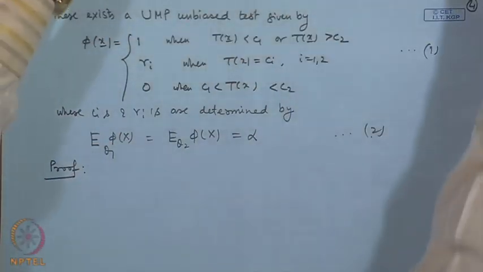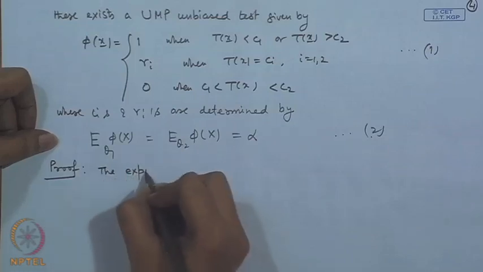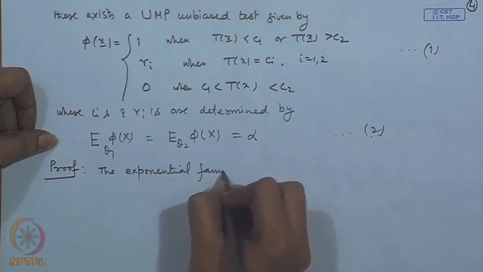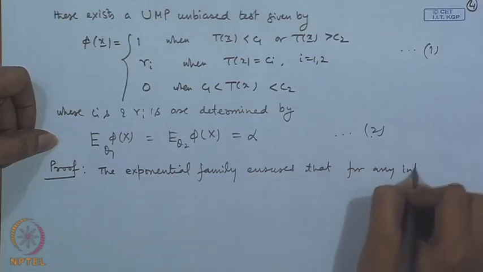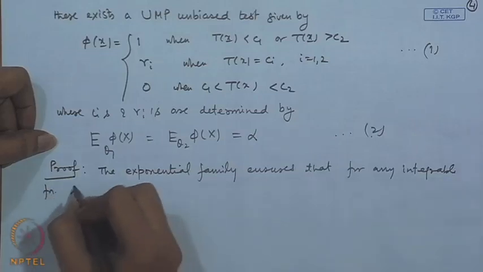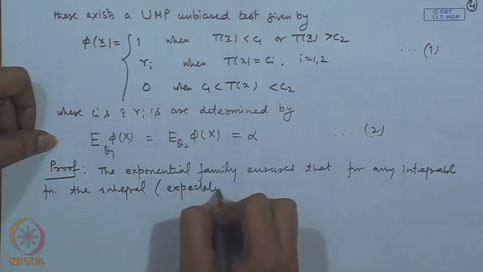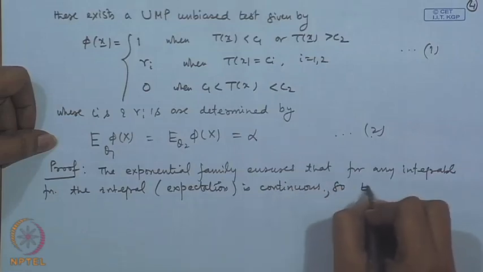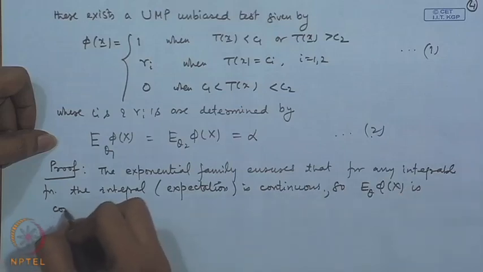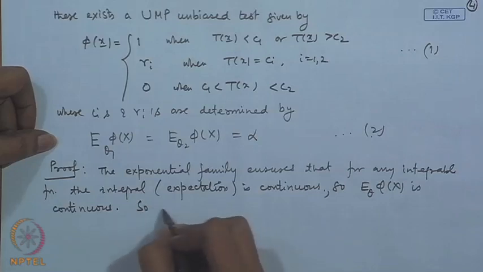Now, in order to have that, we can use the condition that we have the exponential family here. The exponential family ensures that for any integrable function, the integral or expectation is continuous. So, expectation of theta phi x is continuous. So, we can apply the previous lemma.